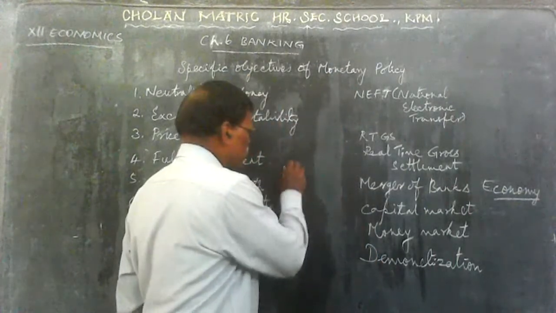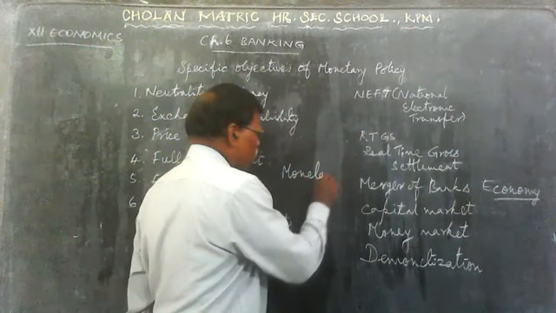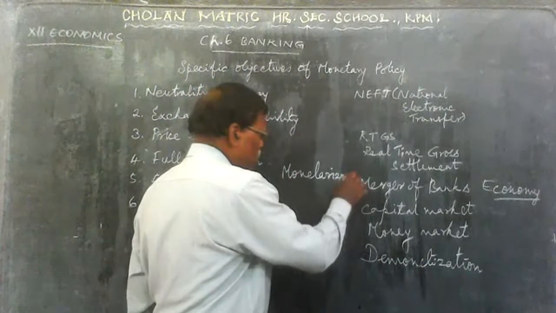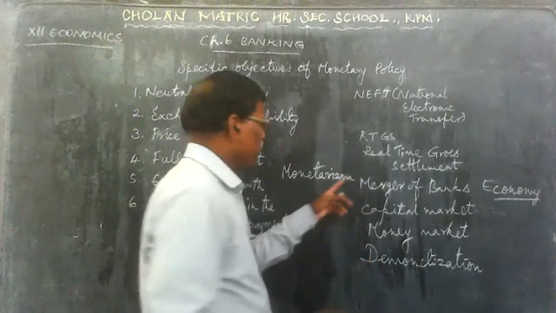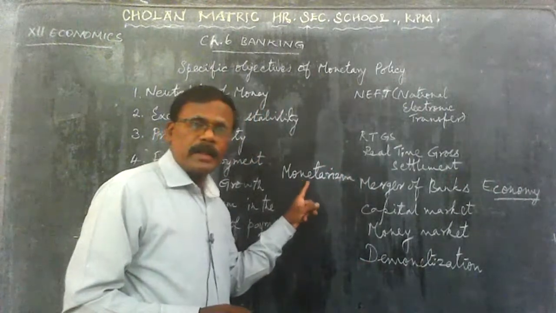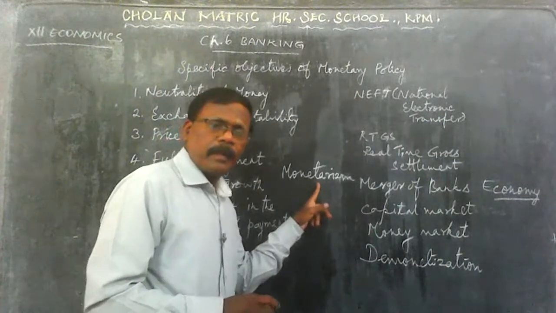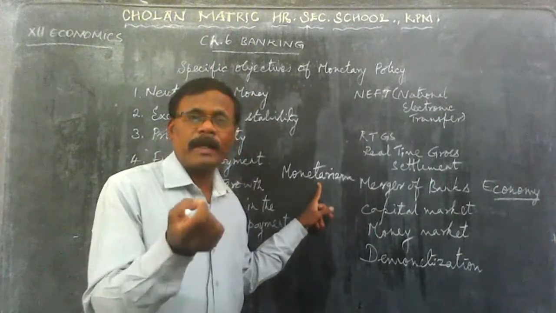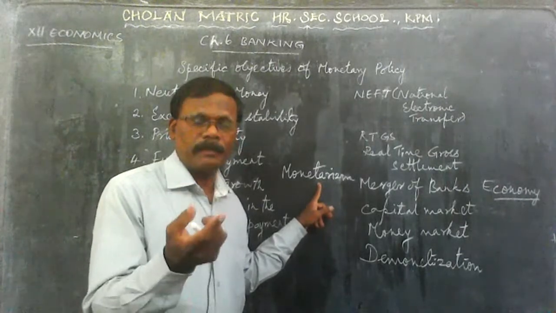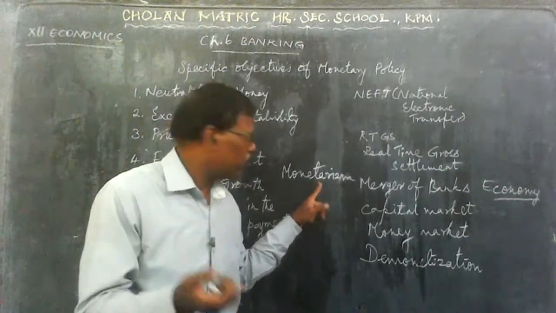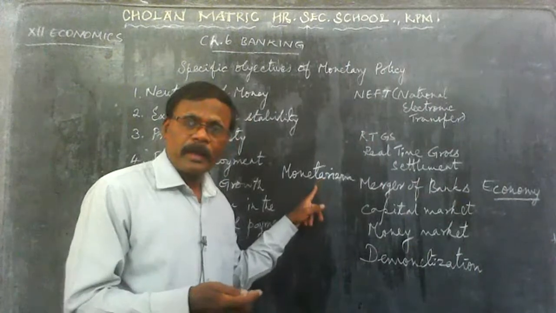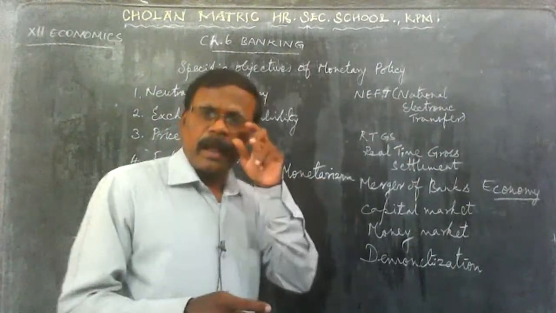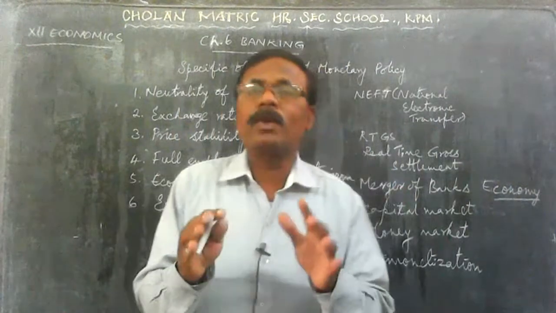You see the word monetarism. Monetarism means the theory that inflation is caused by an increase in the supply of money. Okay, that is called monetarism. So he dealt with the doctrine of monetarism and received the Nobel Prize in 1976.